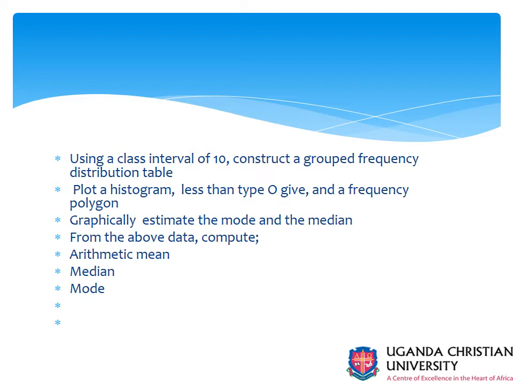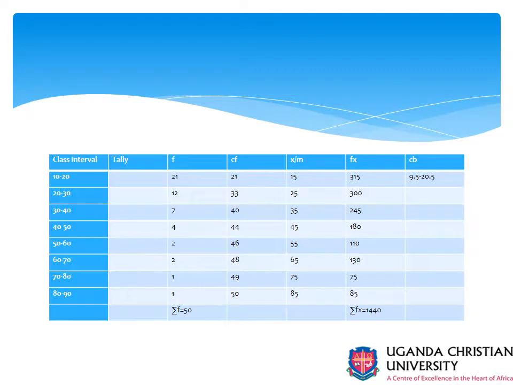So from the above data, we are required to compute the arithmetic mean, the median, and the mode. Given the data above on ages of customers of Centenary Bank that were collected in February 2020, you will find that we had to organize our frequency distribution table in this kind of format. As you can see, we have 1, 2, 3, 4, 5, 6, 7 columns. The first column is representing class intervals.